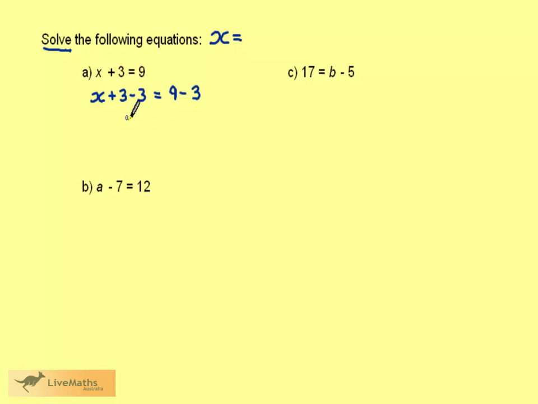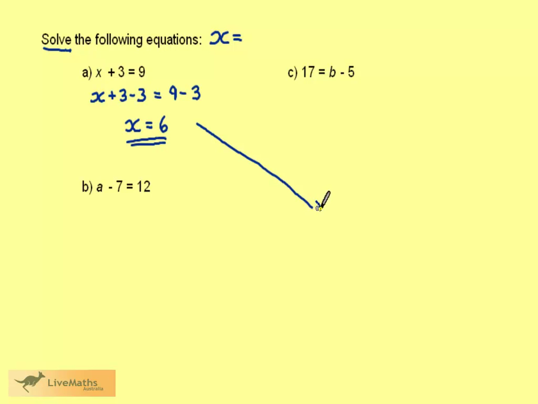Plus 3 take away 3 is 0, so the only thing left on the left is x. 9 take away 3 is 6, so we have x equals 6.